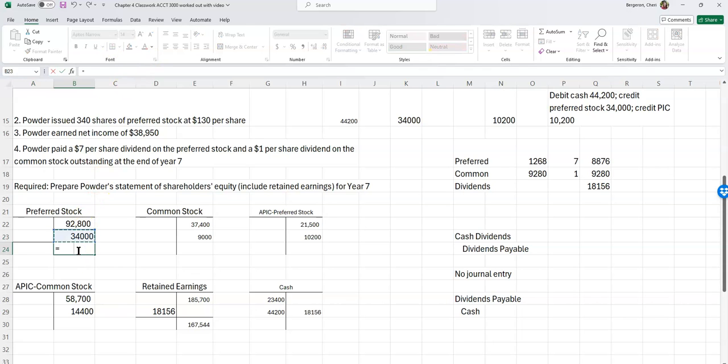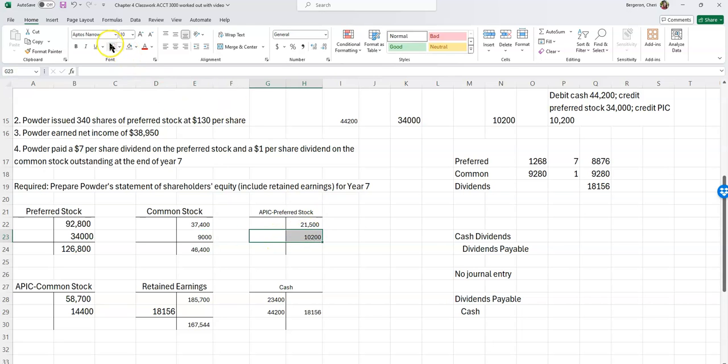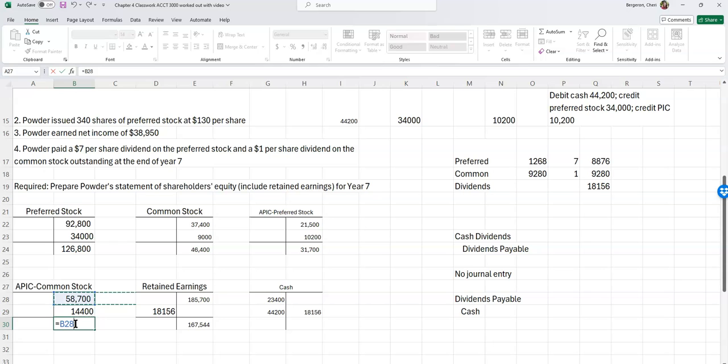So our preferred stock is now this. Our common stock is now that. Our additional paid in capital for preferred stock, we'll add those two together. Our additional paid in capital for common stock is here, and we don't really worry about cash because we didn't have beginning balances, so it's not a true number.